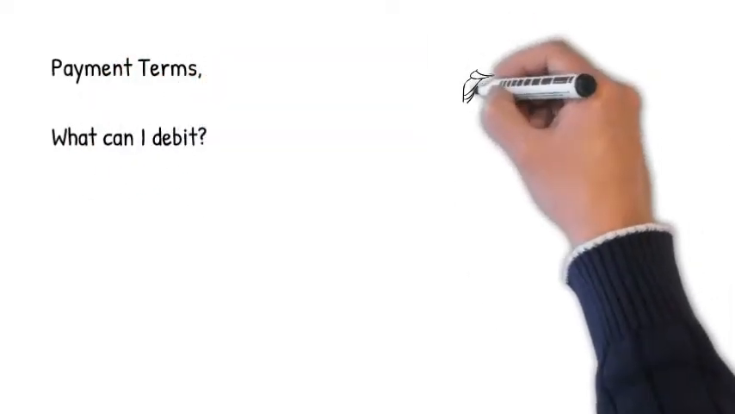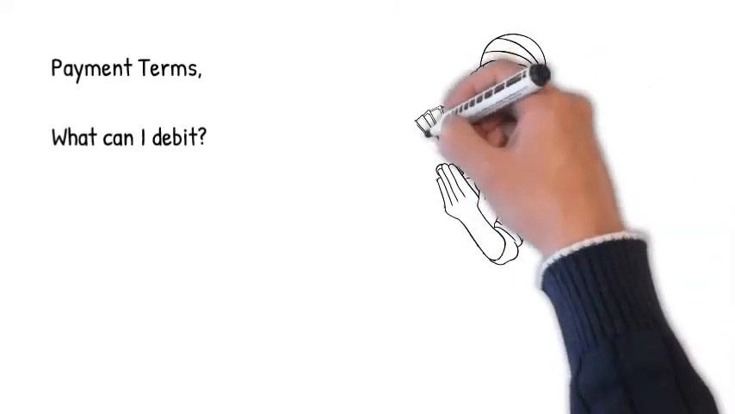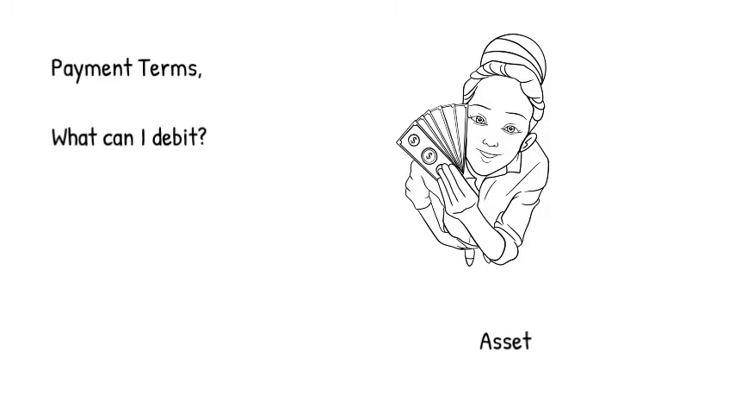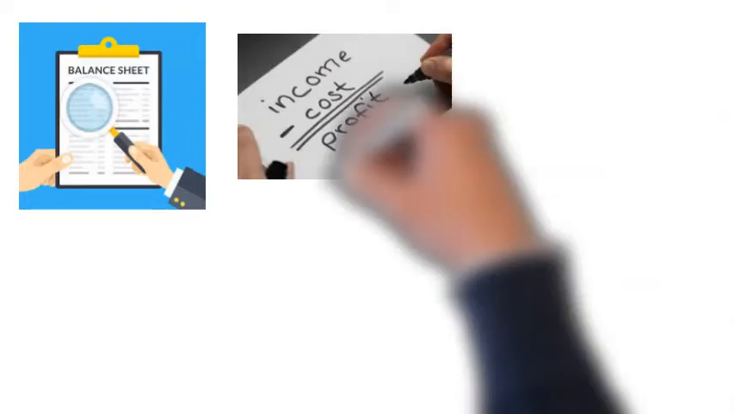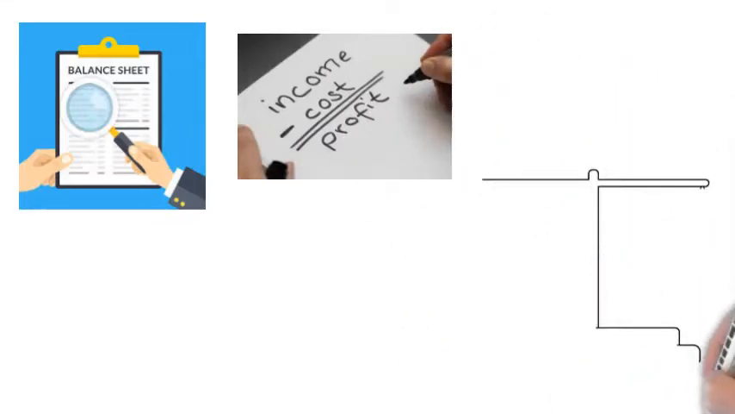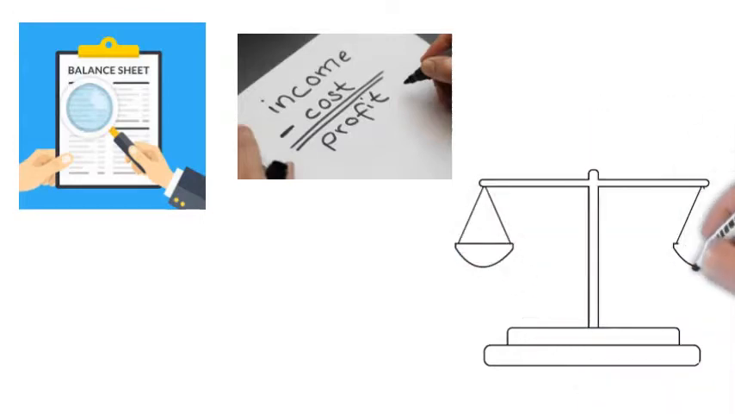So if you've got payment terms, where do I put the debit if I credit the sales? Well, this is an asset now because they owe you money. They are a debtor. So on your balance sheet, they will be shown as an asset, i.e. someone who owes you money that you can collect. But in the profit and loss, the sale is shown as an income. So here we have balance. The balance sheet and the profit and loss agree.